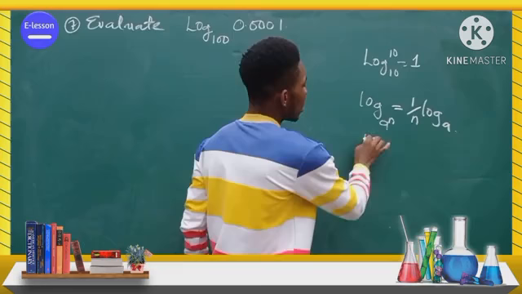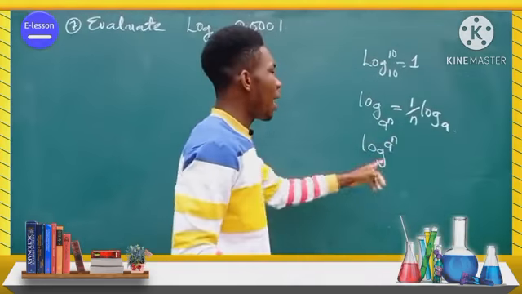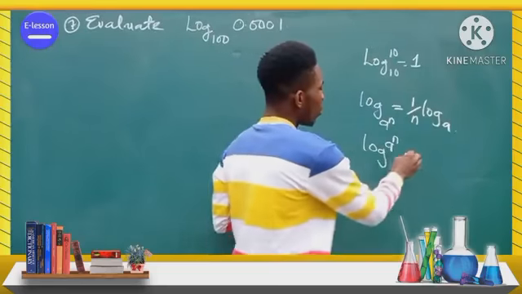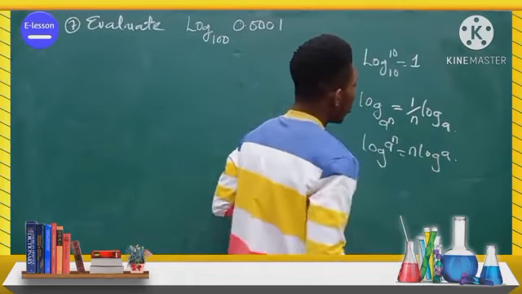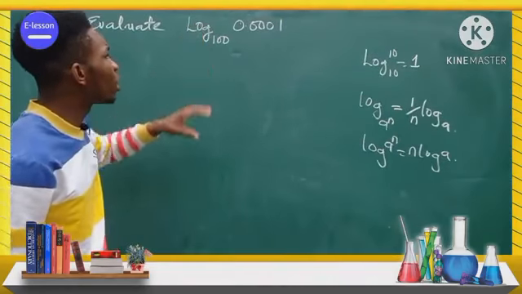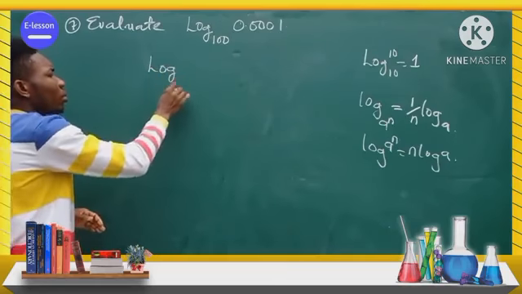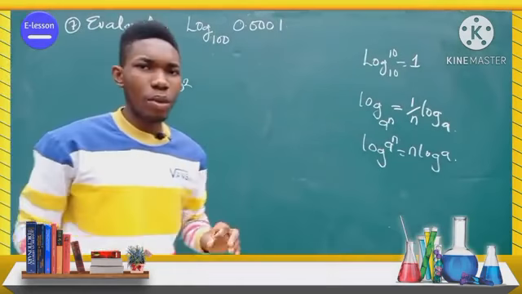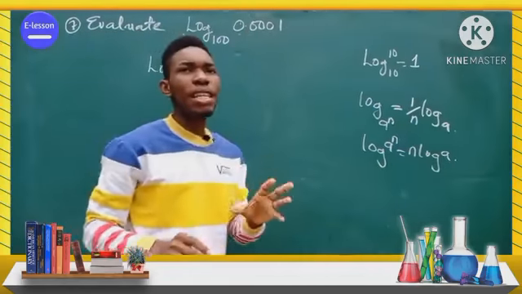Then there's another one that says log a raised to the power of n. If it is upward, this one crosses to this side to give us n log a. So we are going to apply this in this question given to us. Now log 100 can also be written as log 10 square, because 10 square is 100.